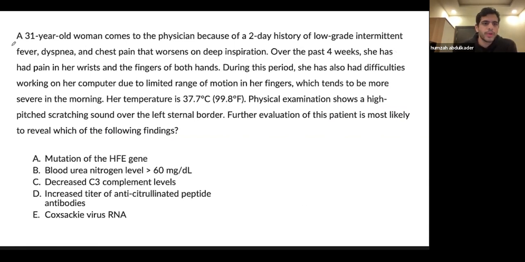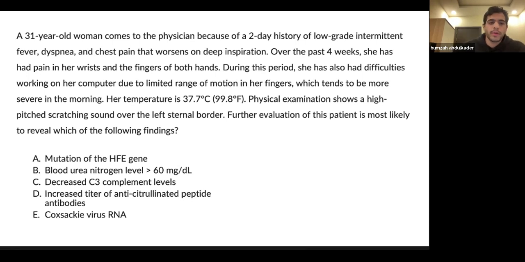All right, seems like people are answering already. A 31-year-old woman comes to the physician because of a 2-day history of low-grade intermittent fever, dyspnea, and chest pain that worsens on deep inspiration. Over the past 4 weeks, she has had pain in the fingers and wrists of both hands. During this period, she has also had difficulty working on her computer due to limited range of motion in her fingers, which tends to be more severe in the morning. Her temperature is 37.7. Physical exam shows a high-pitched scratching sound at the left sternal border. Further evaluation of this patient is most likely to reveal which of the following findings?